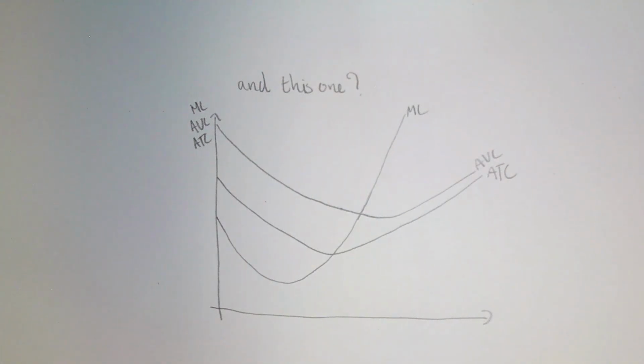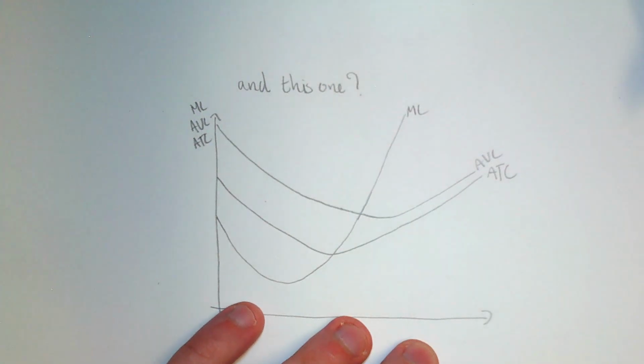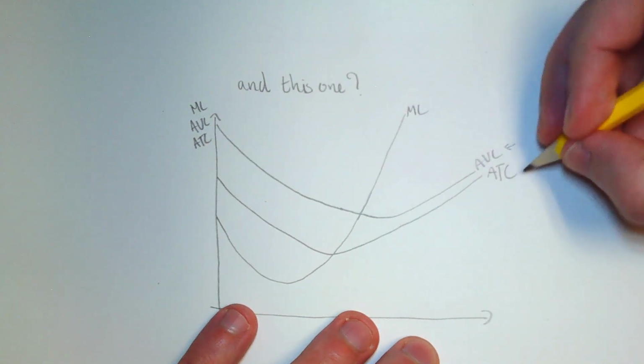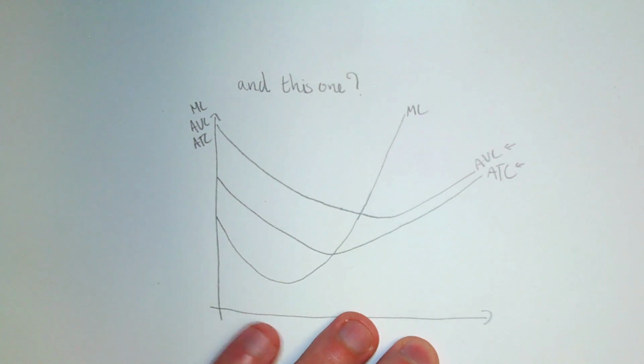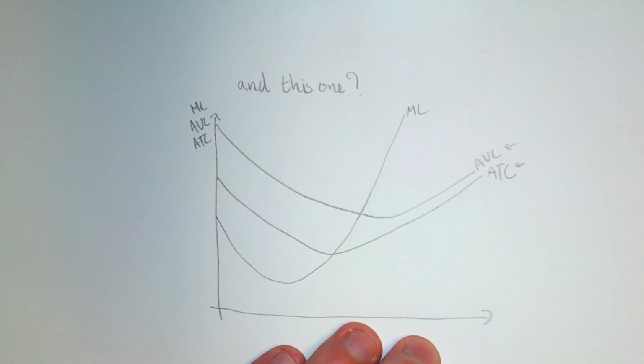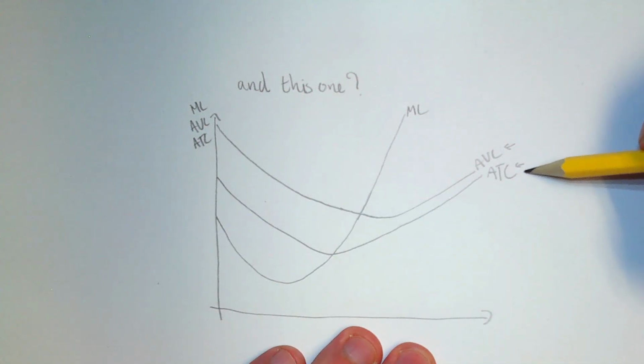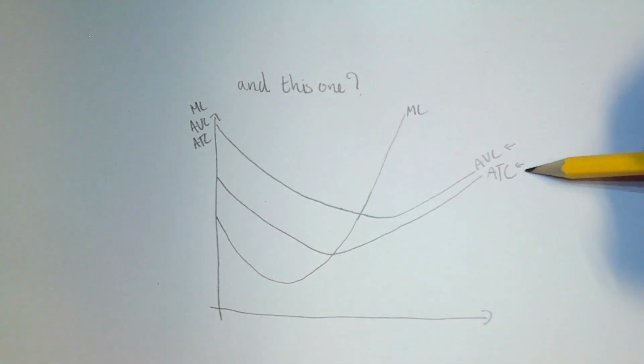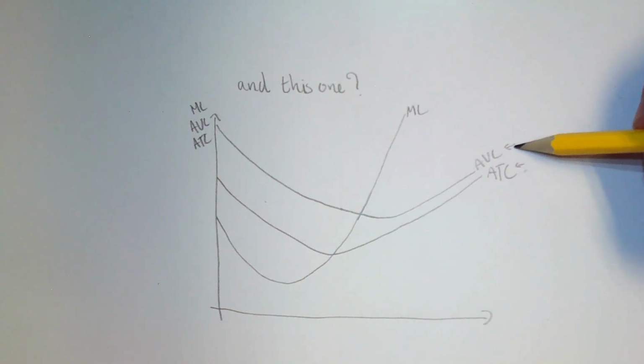Okay, for my other graph here, there's actually two things that are wrong on this graph. The first one is I messed up the AVC and the ATC on purpose, right? The AVC is the average variable cost. The ATC is the average total cost. The total cost always has to be higher than the variable cost because the total cost includes the fixed cost and the variable cost. So the ATC should always be higher than the AVC. So these two got mixed up.